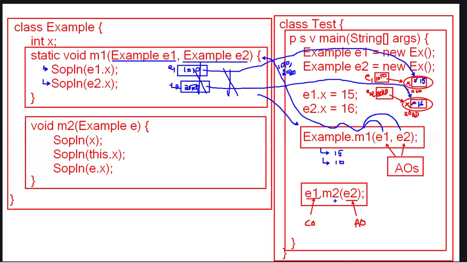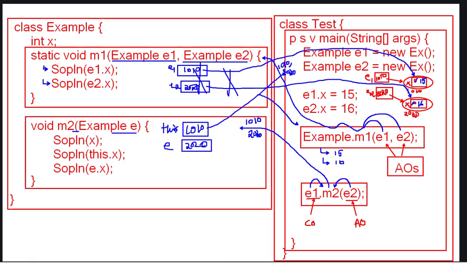Next, E1 dot M2 of E2. The M2 method is a non-static method. Then the E1 object and E2 object are both passed into this method. E1 is passed as the current object, E2 is passed as the argument object. Here also we have two parameters. The first parameter is this, inside this 1010 is stored. Inside parameter E, 2020 is stored. Now the this keyword points to the first object, parameter E points to the second object.